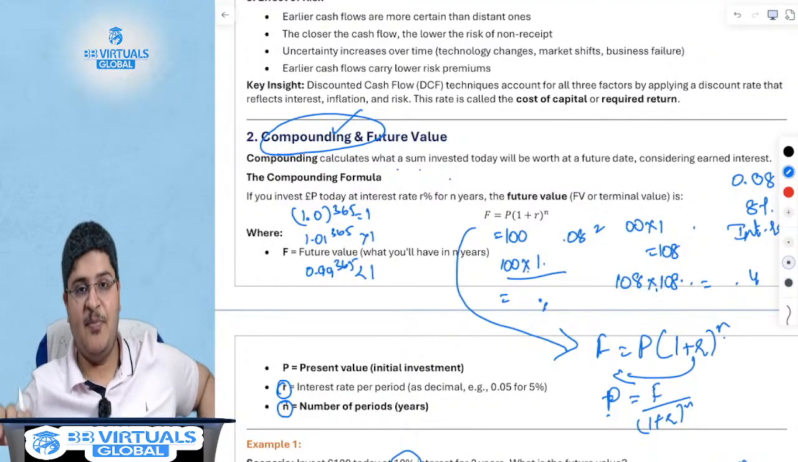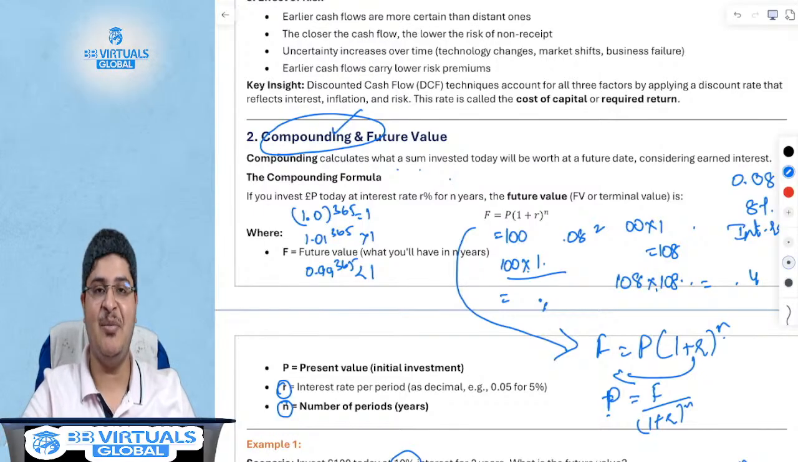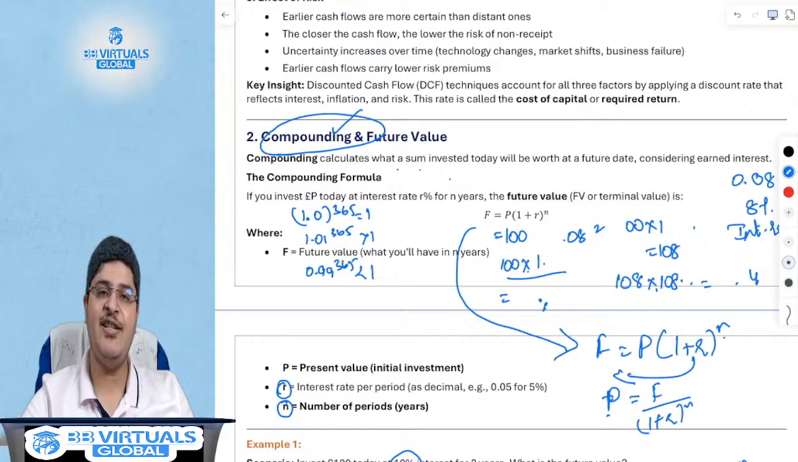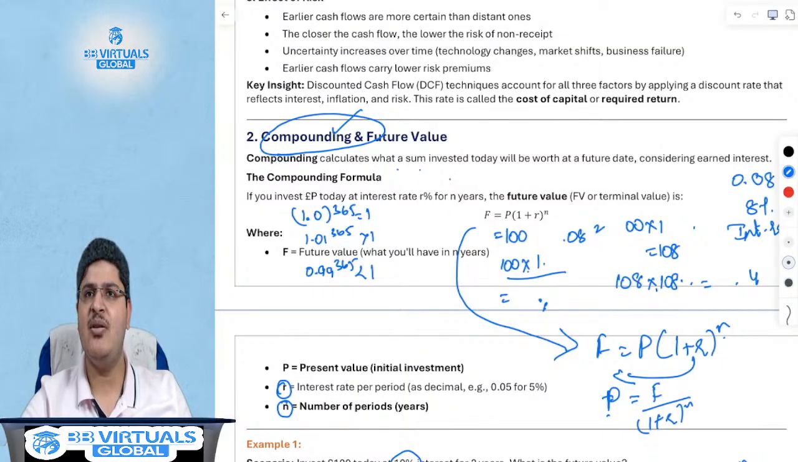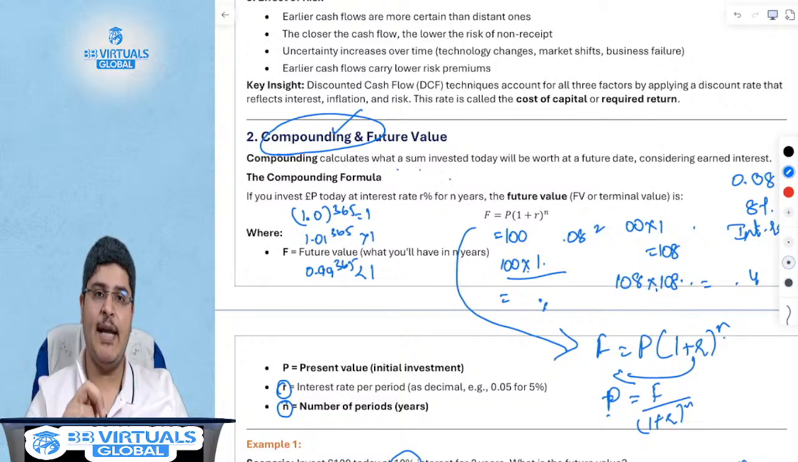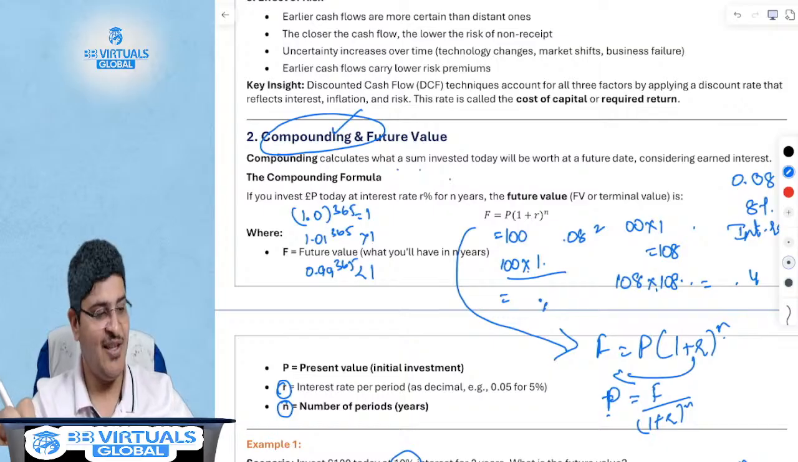Hello everyone, welcome back from the break. Actually, during the break, one of the students texted me on WhatsApp saying, but sir, 1.01 raised to 365 should be only slightly different from 1 raised to 365, right? Because sir, it is just 0.01. And similarly, 0.99 raised to 365 should be just slightly different from 1 raised to 365.